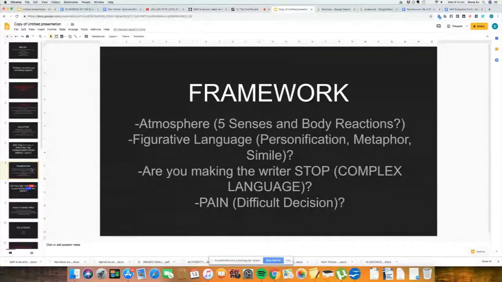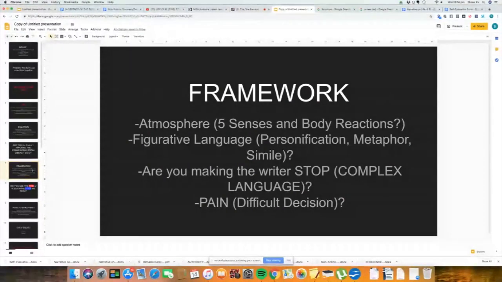Are you using your 5 senses and body reactions? You guys have heard me harp on and on about this, but how many people still don't use all 5 senses? How many people still use only 1 sense, sight? How many of you are actually using taste? How many of you are actually using sound and smell, and feeling? And how many of you are actually integrating body reactions completely into your atmosphere? Again, not many of you. That's the first bit, atmosphere.